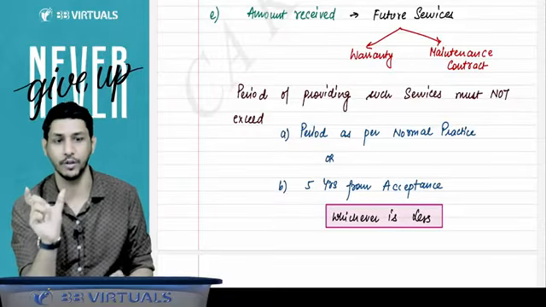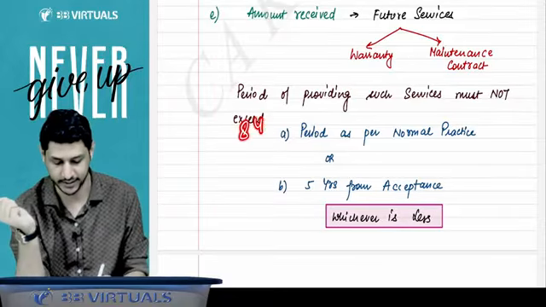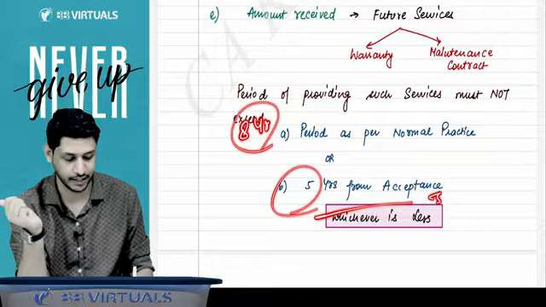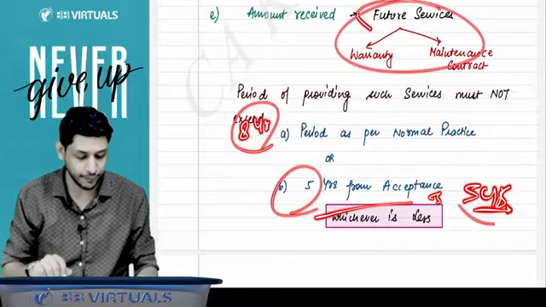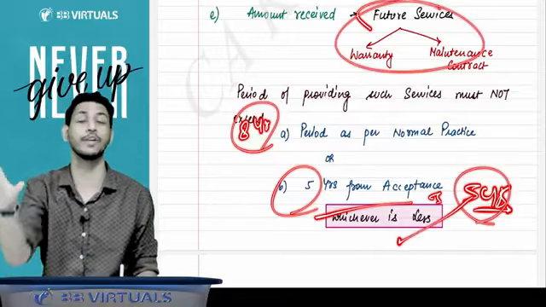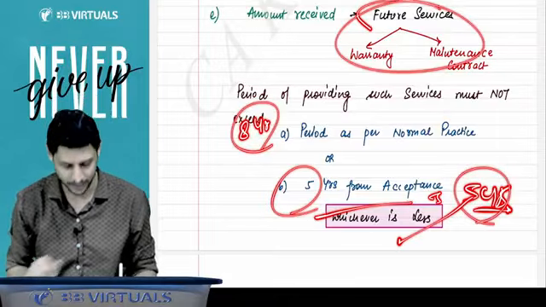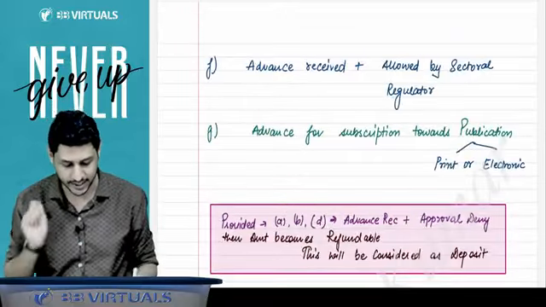You will arrive at a value. Let's say your industry practice is 8 years. So 8 years or 5 years, whichever is less, 5 years. Now, if the company has accepted that amount for 5 years or less, then that amount will not be considered as a deposit.